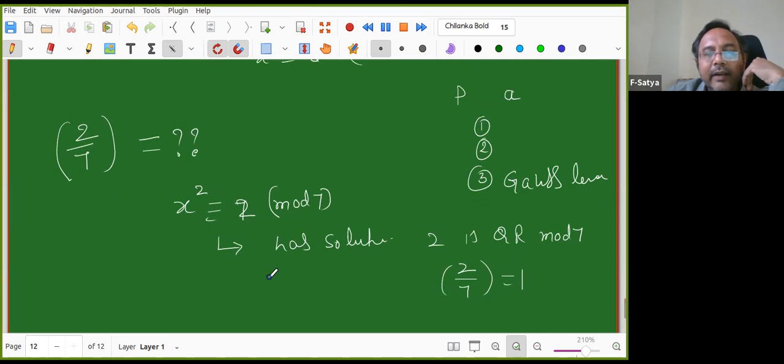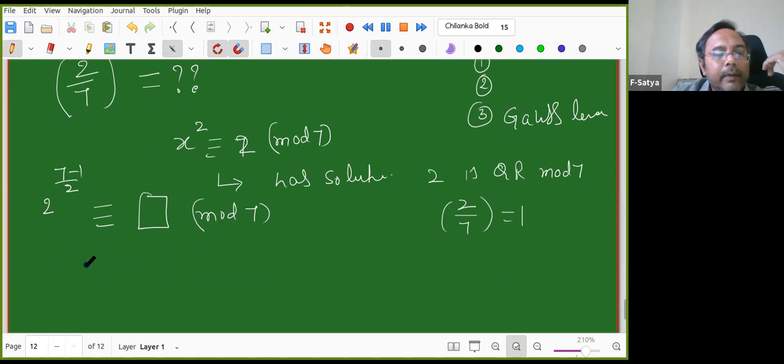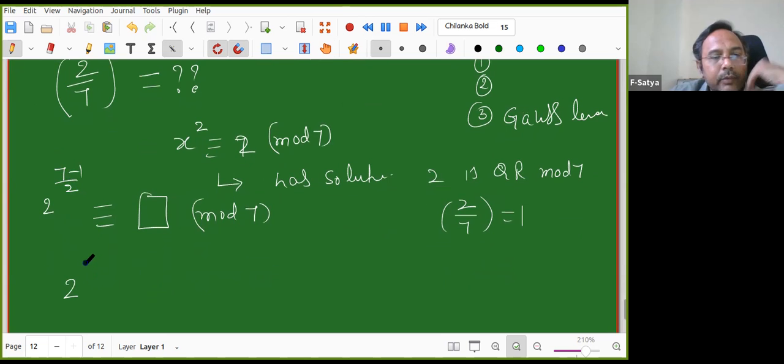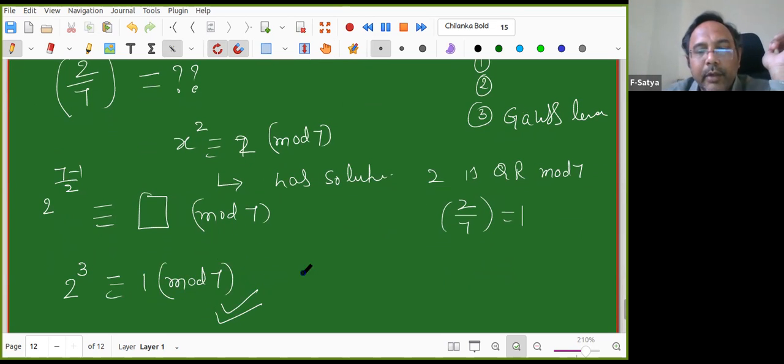But now we'll compute by Euler's criterion. We already know the answer; this is a small prime, so it is easy to compute. Let us look at 2 to the power (7 minus 1)/2, congruent to what modulo 7? Aditya, can you help me? (7 minus 1)/2 is 3. 2 cubed is congruent to 1 mod 7. Is it correct? Yes, this is also correct. With this approach also we came to know that 2 is a quadratic residue modulo 7.